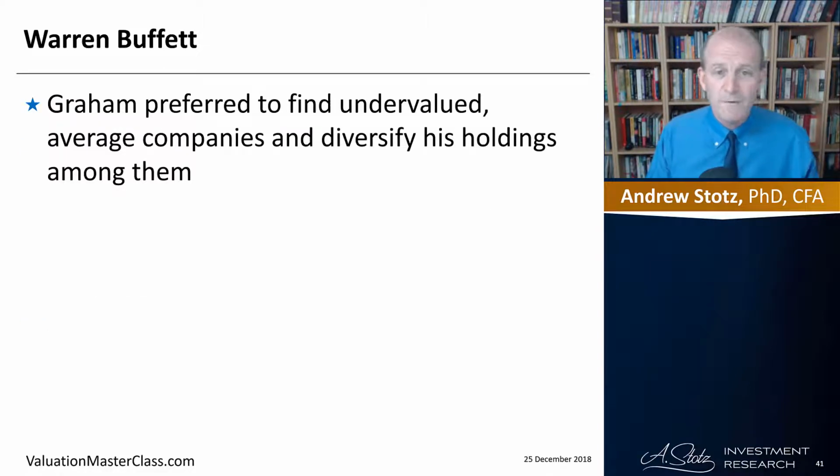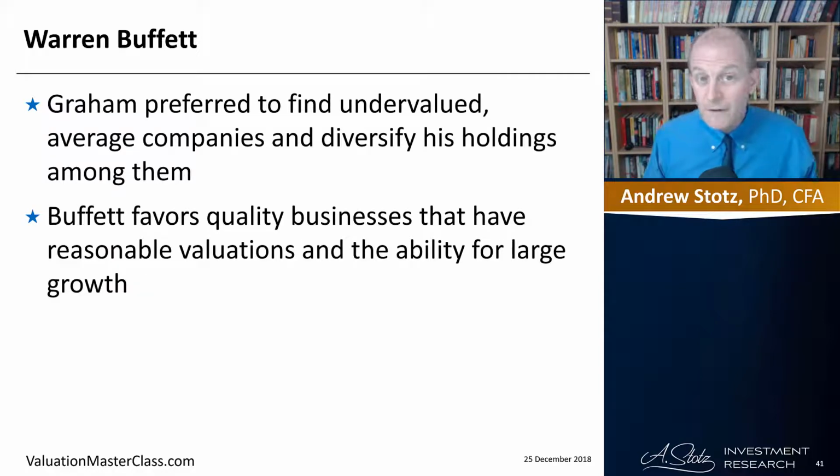Graham preferred to find undervalued average companies and diversify his holdings among them. But Buffett started to alter Graham's work a bit, and he favors quality businesses that have reasonable valuations and the ability for large growth. Of course, he's managing much more than Graham ever did, and the result of that is he has to invest in large companies.